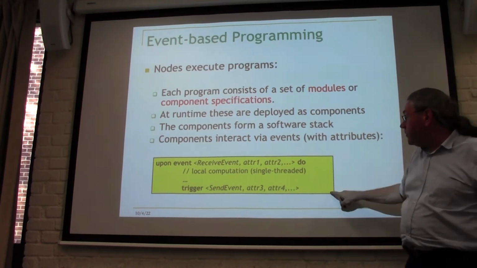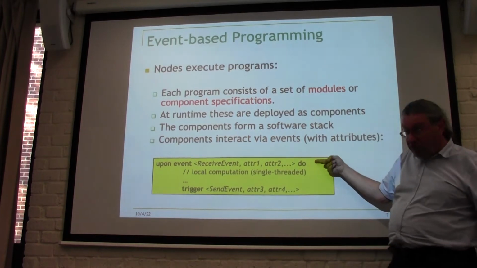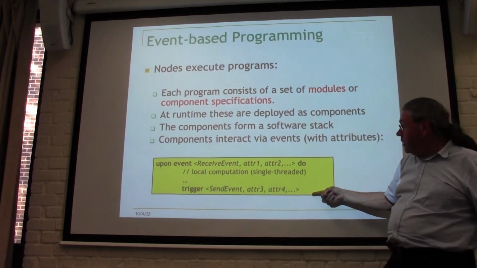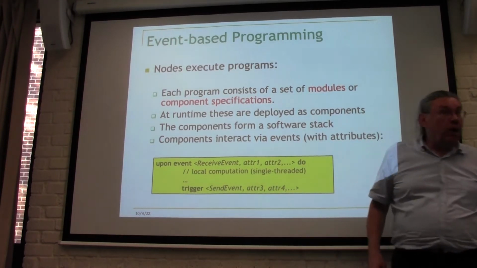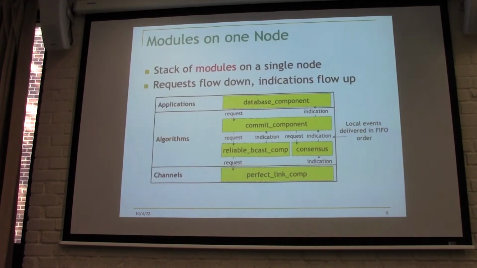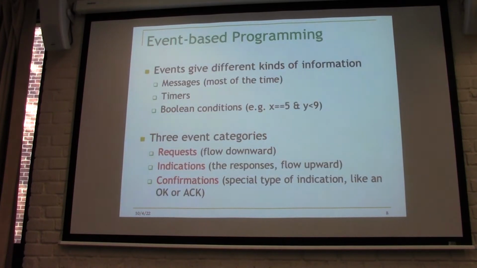So that's the basic piece of this pseudocode. It's a sequential piece of code that waits for a particular message. When that message is there, it executes sequentially, and it's able to send messages, but without waiting for the result. So the sends are asynchronous. That's how it works.